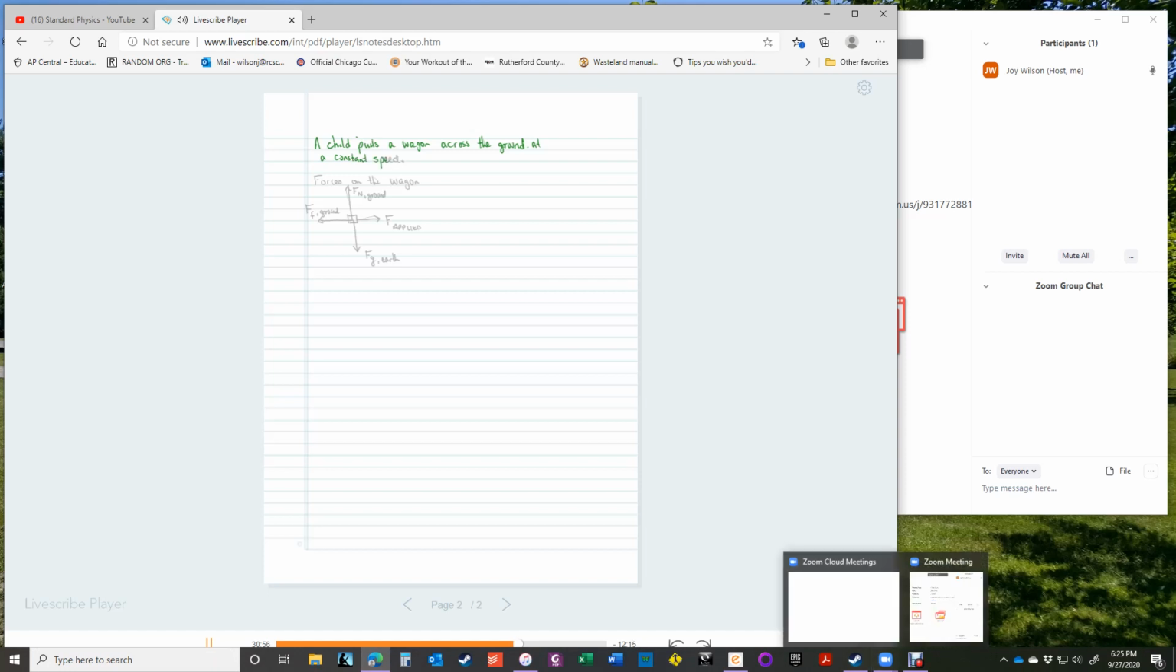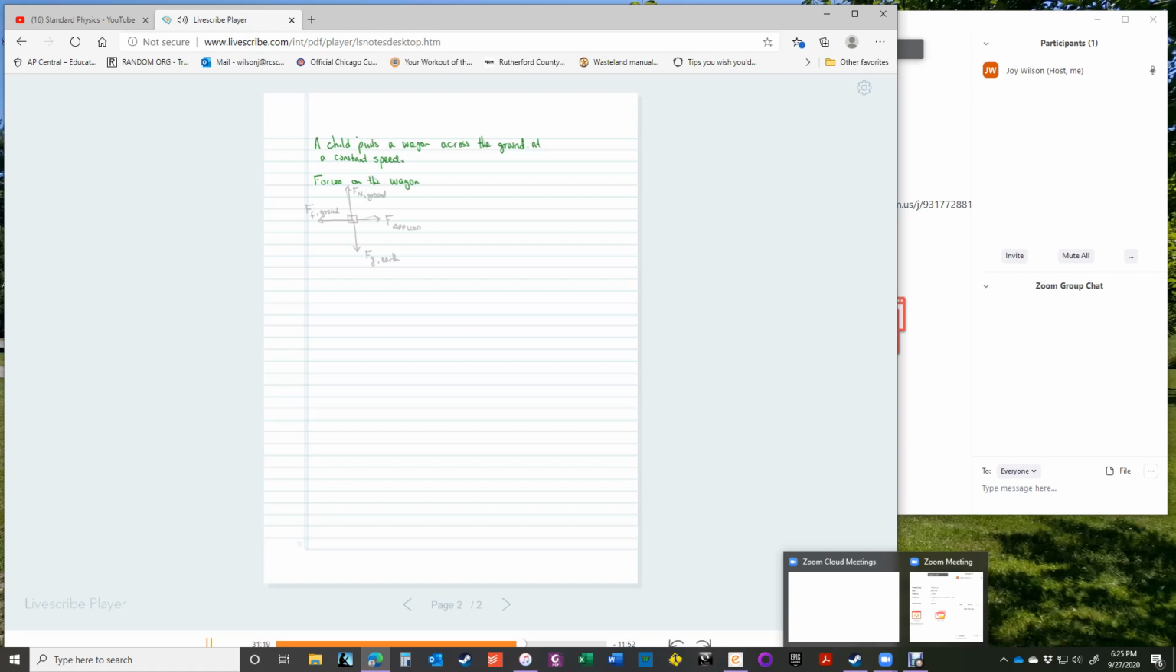Speed. So in this case, we're going to have a child pulling a wagon across the ground at a constant speed. So the first thing we're going to look at is what are the forces on the wagon. And most of the time in our physics problems, you only ever work with one free body diagram.